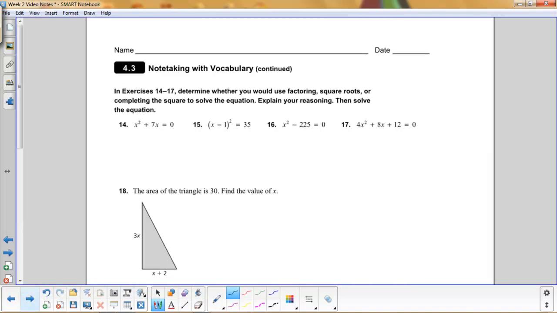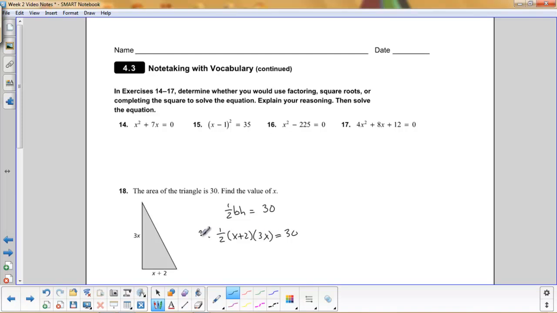Alright, I'm going to take a look at a couple more questions before we move on. The one that I want to look at specifically is this guy right here. The area of the triangle is 30. Find the value of x. Alright? So if the area of the triangle is 30, I'm going to write 1/2 base times height equals 30. I'm going to fill in what I know, the base being x plus 2, so it's going to be 1/2 times (x plus 2) times 3x equals 30.